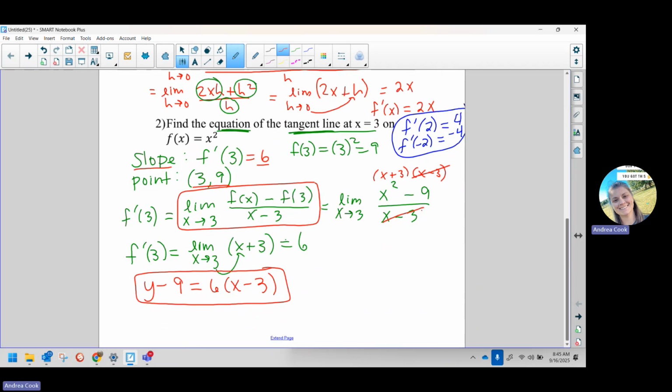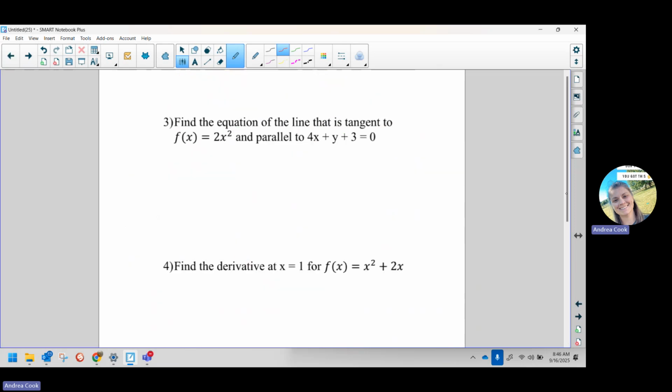But it's personal preference. All right, questions on that? All right, let's try the next one. It's a little harder here. All right, so find the equation of a line tangent to this graph that's parallel to another graph.